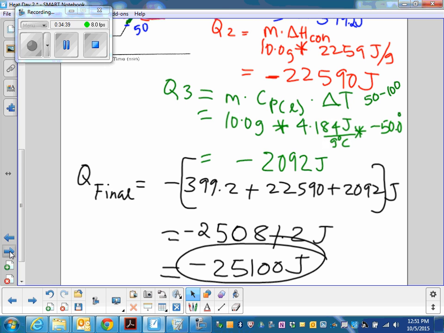So when you're cooling, heat is released. Heat released is always negative. All right? You have to say it's a cooling process. You have to tell me it's an exothermic process. You have to show it through the sign of my final answer.